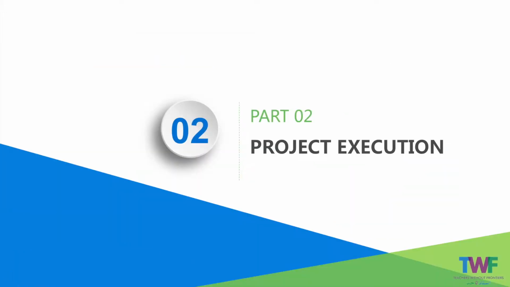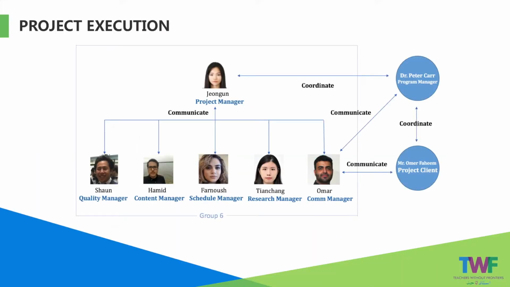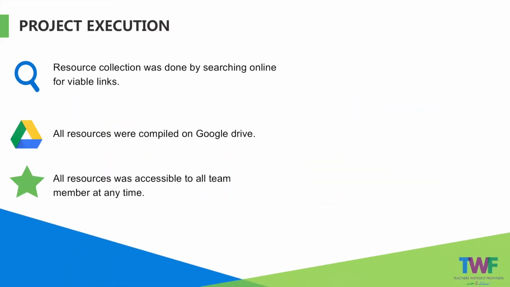An overview of the execution and management process of the project is provided in this section by discussing a few key aspects. The project team consisted of 6 members, led by the project manager, who oversaw all aspects of the project from start to finish. Reporting to the project manager was the quality manager, in charge of quality control and assurance; the content manager, in charge of collating and organizing resources collected by the team; the schedule manager, ensuring tasks were completed at their allotted time and deadlines were met; the research manager, who oversaw the actual collection of the resources; and the communication manager, who acted as a bridge between the team, the client, and the project sponsor.